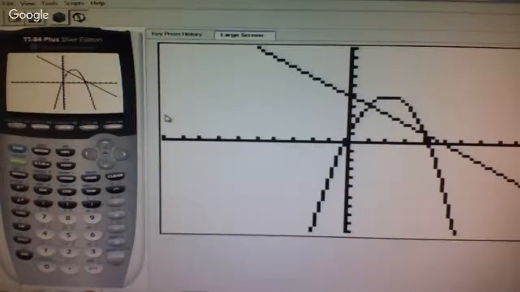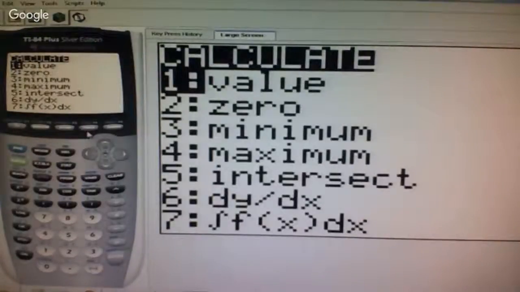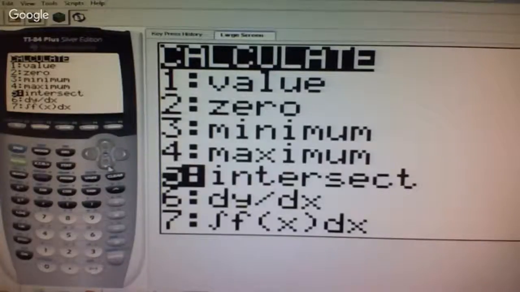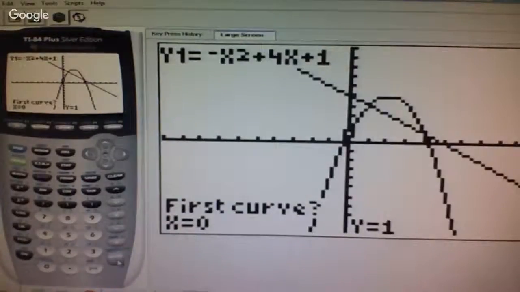From here, I want you to go to second trace. That's your calculation screen where we found your min and max and your zeros. Now I want to know where my 2 lines cross. So I'm looking for intersection. So you want choice number 5. Either scroll down and hit enter or just hit 5. Intersection is super easy. All I want you to do is use the left or right arrows to move that as close to where the 2 lines cross as possible.